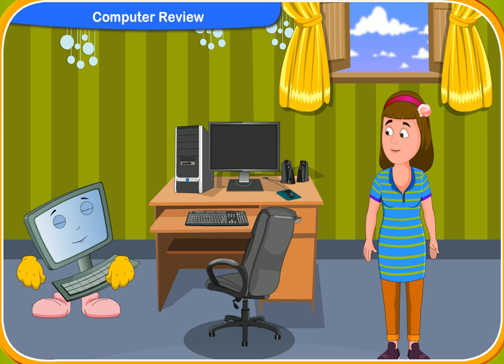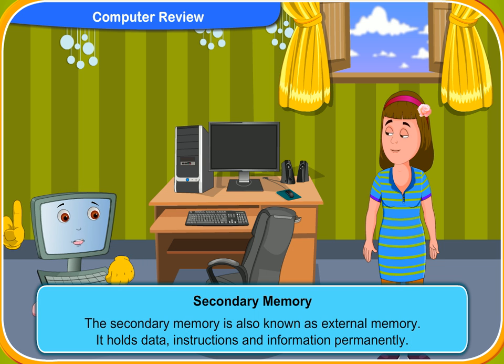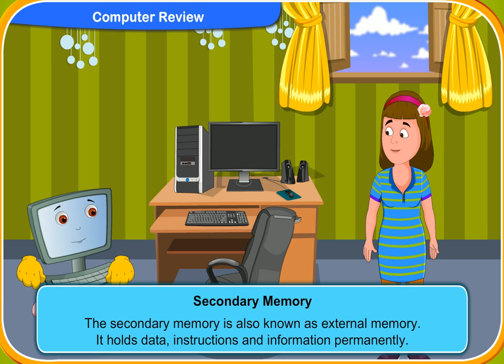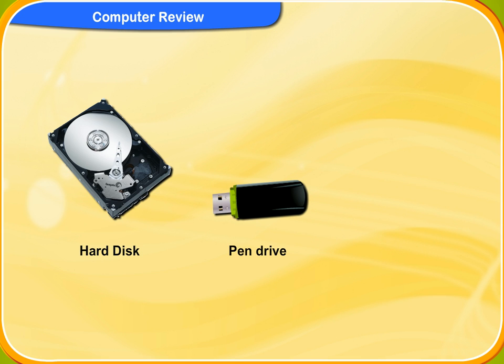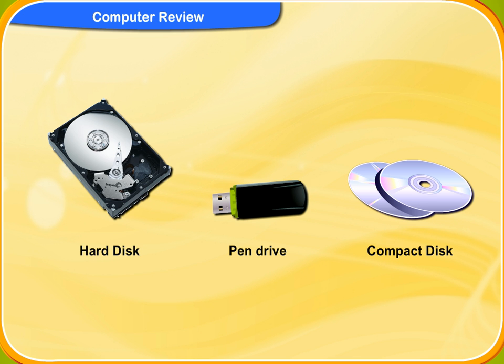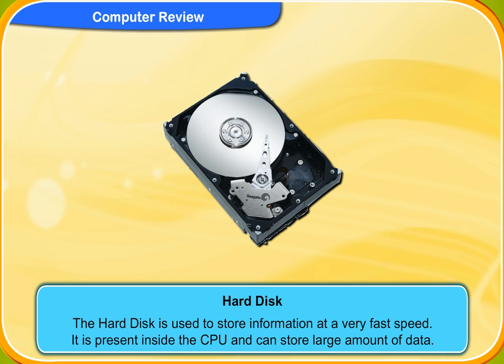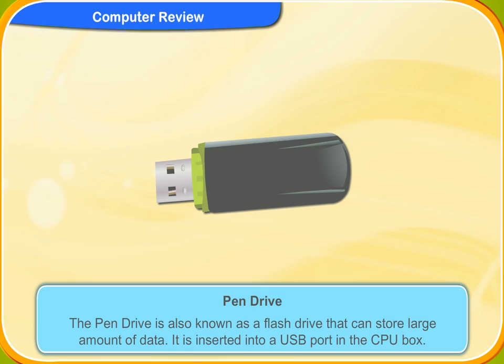Let us now discuss about secondary memory. The secondary memory is also known as external memory. It holds data, instructions and information permanently. Hard disk, pen drive and compact disc are some of the examples of secondary memory. The hard disk is used to store information at a very fast speed. It is present inside the CPU and can store large amount of data.